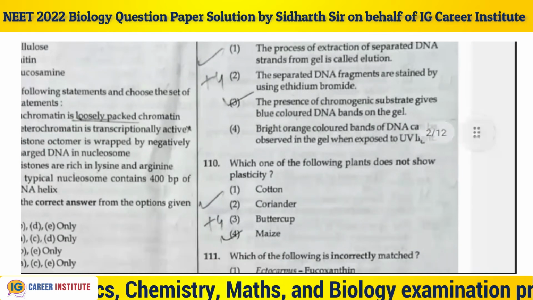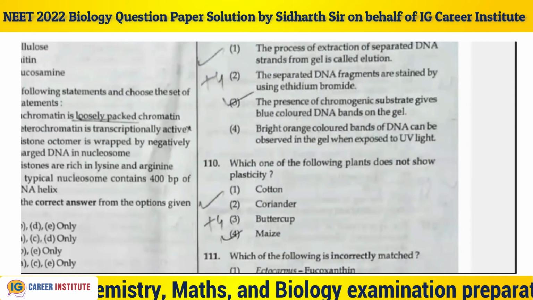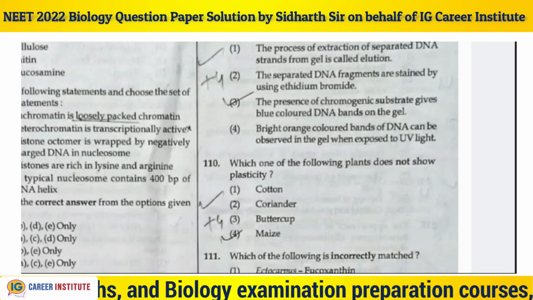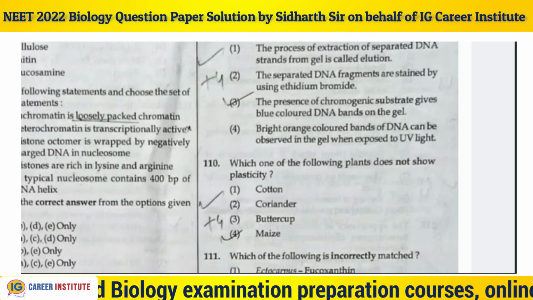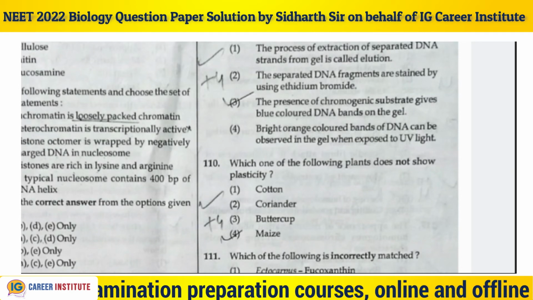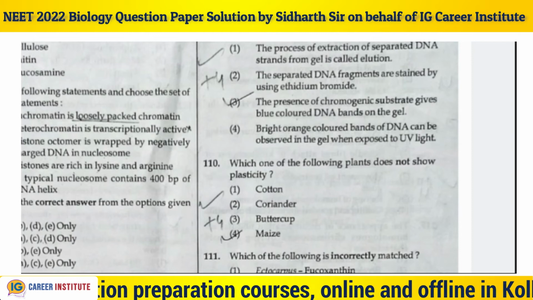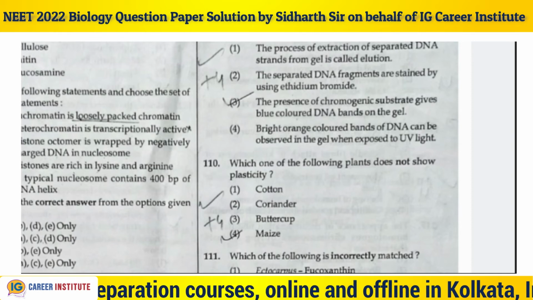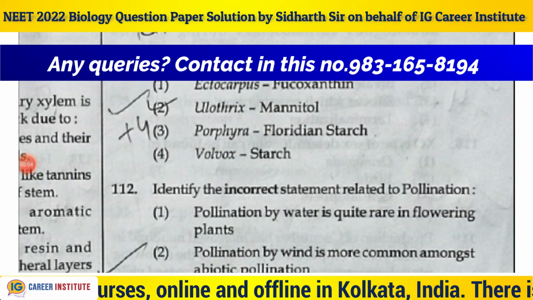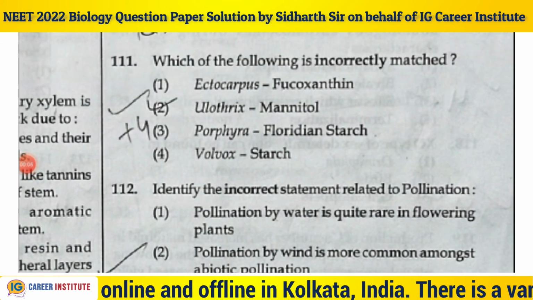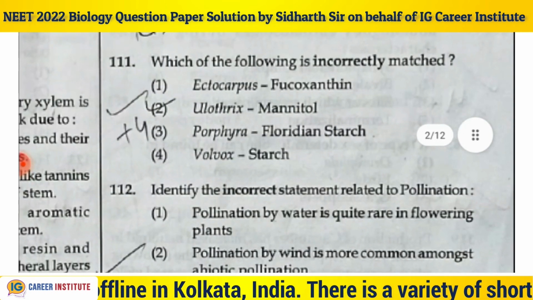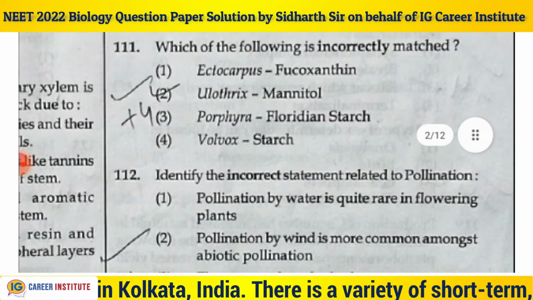Now, question number 110. Which one of the following plants does not show plasticity? Right, plasticity means different growth in different phases of life. So cotton, coriander and buttercup, direct options from NCERT. Directly NCERT question. If I had the book, I would have shown you. The option 4 is not the answer. So question number 111 is, which of the following is incorrectly matched? Another question directly from NCERT, so option 2 is the right answer, which is Elodea doesn't match to Monitor, right?